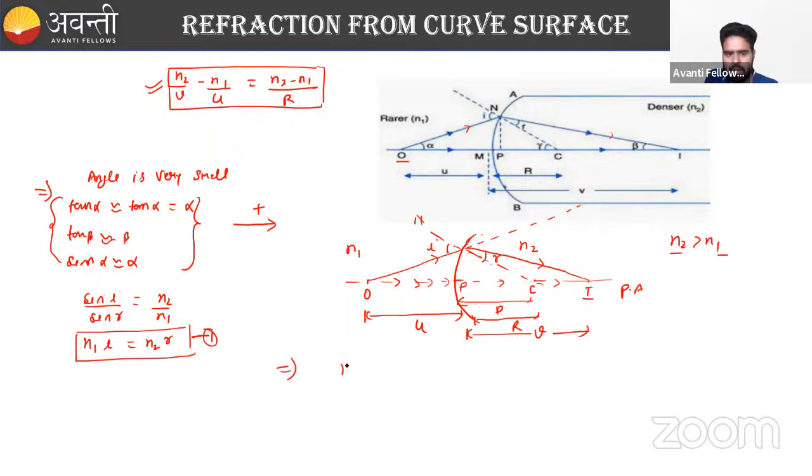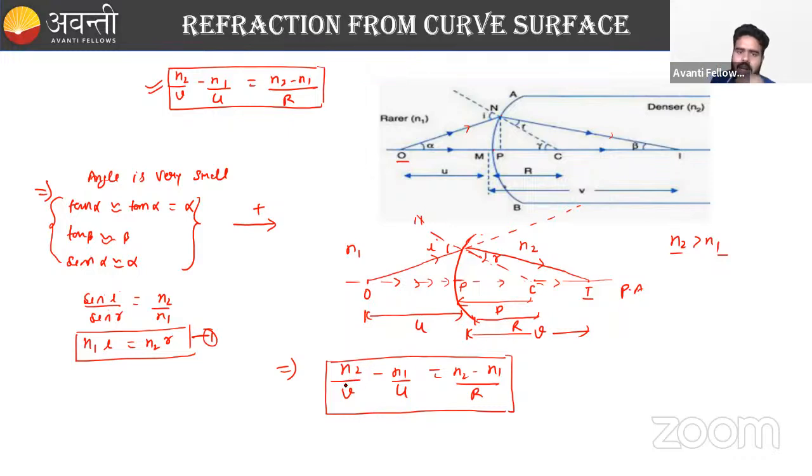This is the required result: N2 upon V minus N1 upon U equals N2 minus N1 upon R, where N2 is the refractive index where the image is formed, N1 is the refractive index where the object is kept, U is the coordinate of the object, V is the coordinate of the image, and R is the radius of curvature.